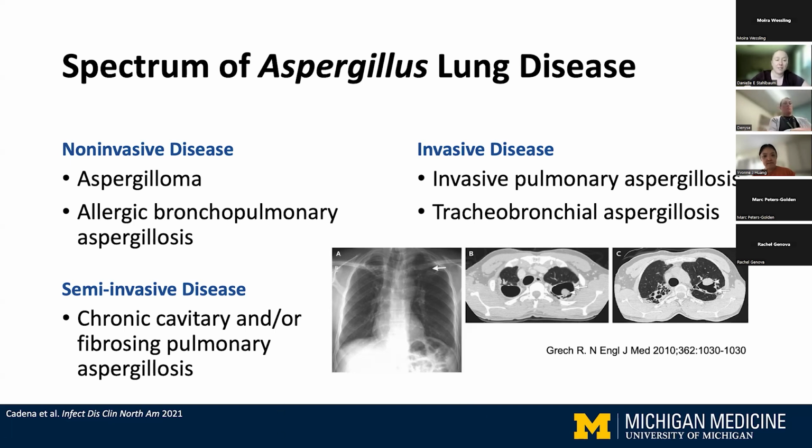You can get semi-invasive disease, which is chronic cavitary, which can progress to fibrosing pulmonary aspergillosis. And then you have your invasive disease, the classic example being invasive pulmonary aspergillosis in your stem cell transplant neutropenic patient with the nodule surrounding ground glass. You also get tracheobronchial aspergillosis, which looks like ulcerative lesions and pseudomembranes in the trachea, most common in lung transplant recipients. That's important to recognize because it can lead to dehiscence from the lung transplant.